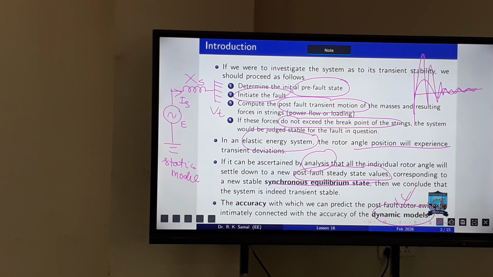But if you are doing research, it's a very saturated area now. People have already done so much research in the dynamic model of the synchronous machines. So you have several dynamic models available on which you do transient stability studies. But eventually the objective is to know how much the delta is expanding, whether it can come back below 90. That is the whole objective.